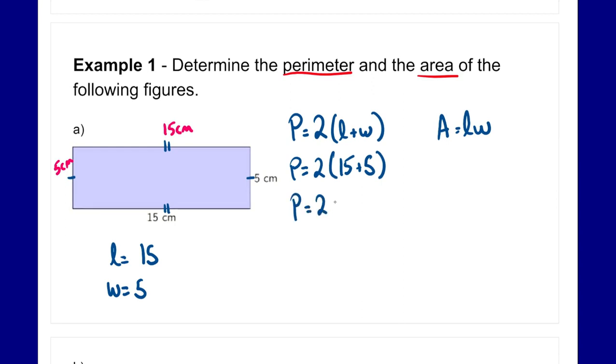Remember your BEDMAS, we have to do our brackets first. 2 times 20 is our next step, and we get 40 centimeters. Just making sure that we have our units.